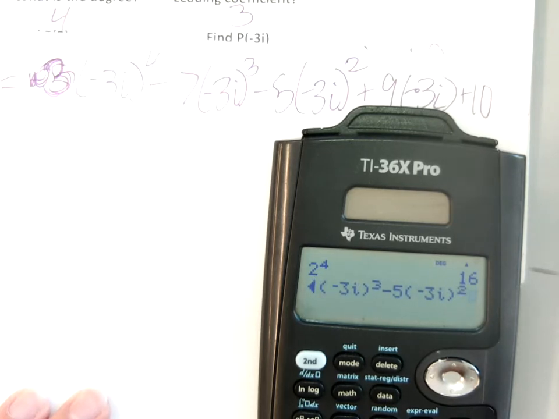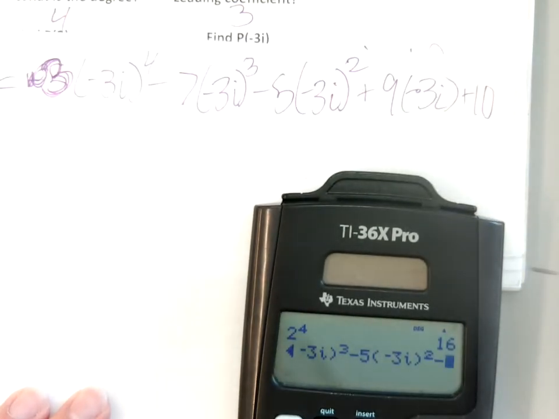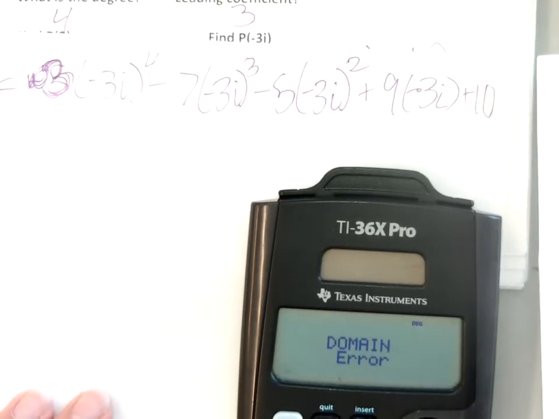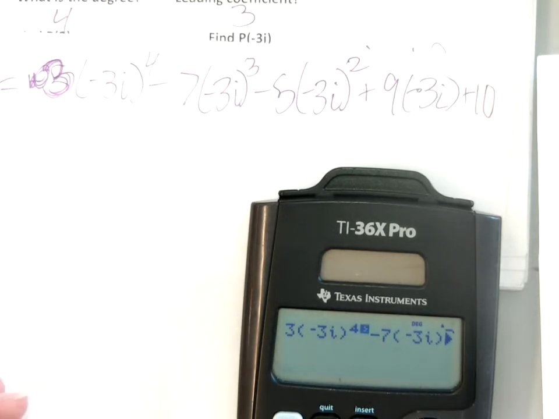Squared, not minus, plus 9 times negative 3i plus 10. Awesome. Well, it usually shows me imaginary numbers though. Here it is. That's okay. I have no idea if I plugged it in correctly.